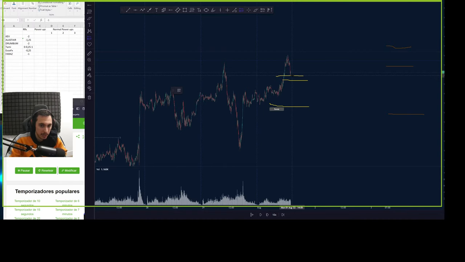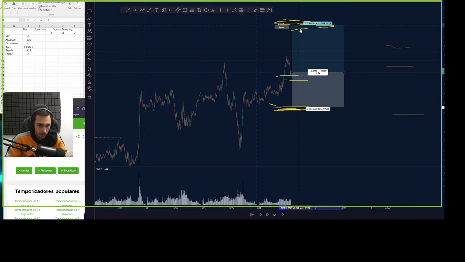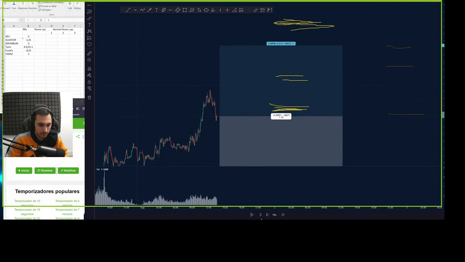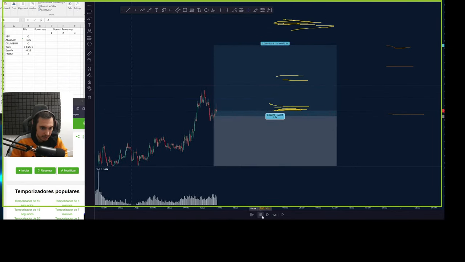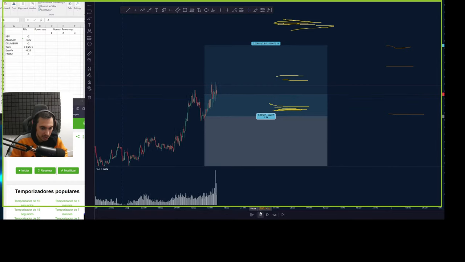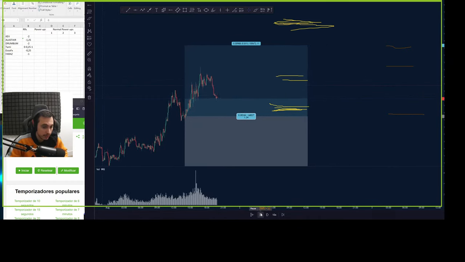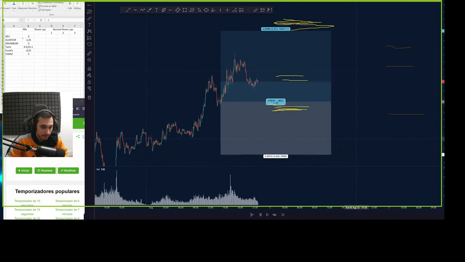Buy limit, right? No, it's not a limit. It's buy market. Stop loss right there, and take profit up here. Let's see what happens. Tell me if you want to manage the trade before it's too late. You are in profit right now. Going back to entry.